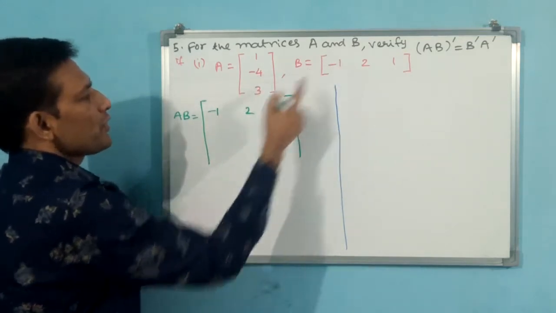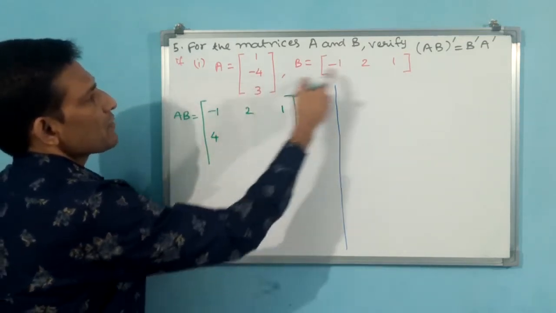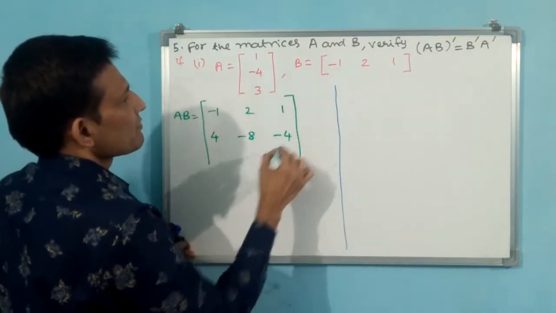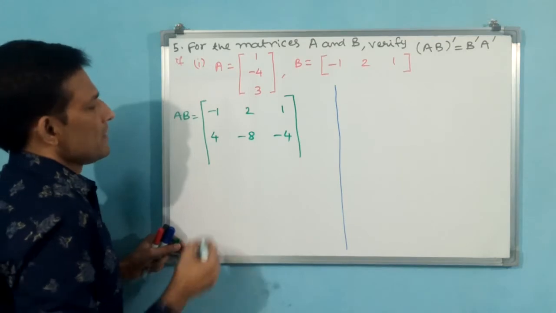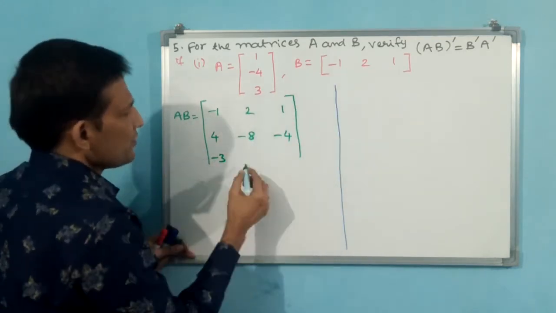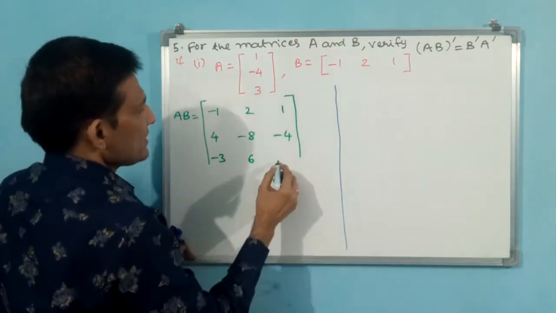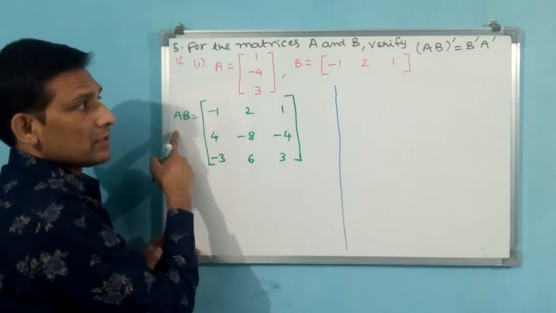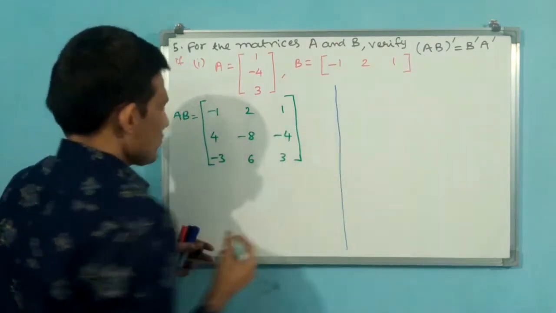Okay. Minus 4 into minus 1, 4. Minus 4 into 2, minus 8. Minus 4 into 1, again minus 4. Okay. Then 3 into minus 1, minus 3. 3 into 2, 6. 3 into 1, 3. Okay. This will be your AB. What you have to do? (AB) transpose you have to do.